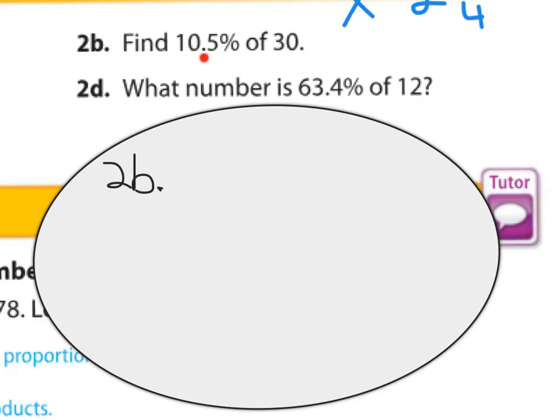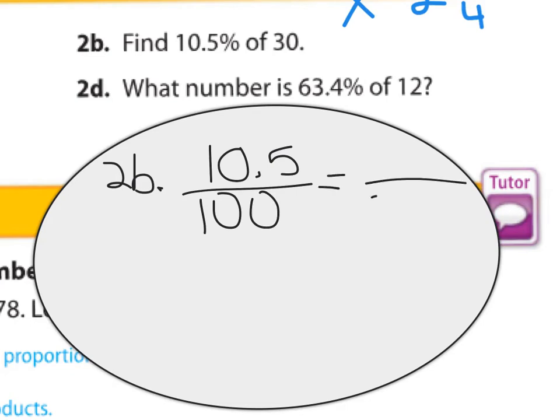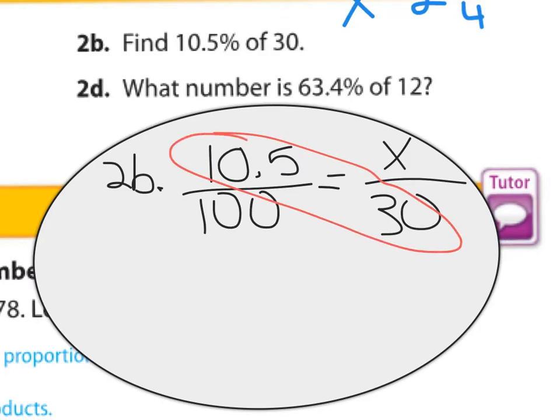Question 2b. What is 10.5% of 30? Again, 10.5%, right? Off or out of 30, right? And that's our x right there. So let's cross product, and we multiply 30 times 10. Remember, 30 times 10 is 300, and when you multiply a number times a half, you get a half of that number. So 30 times 0.5, you're going to get 15, right? So it's 315.